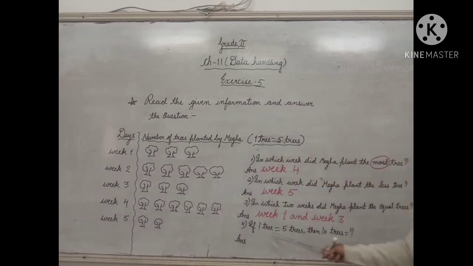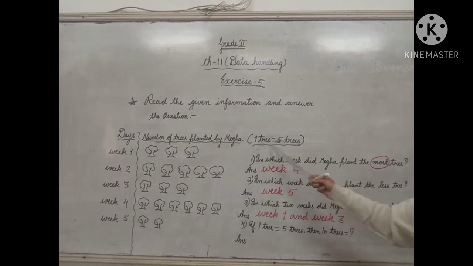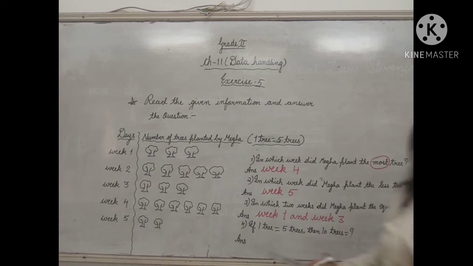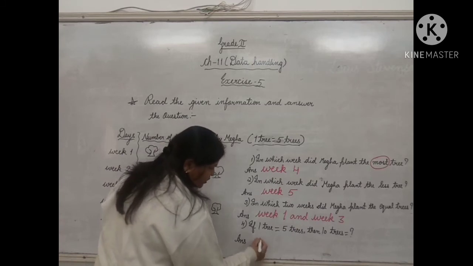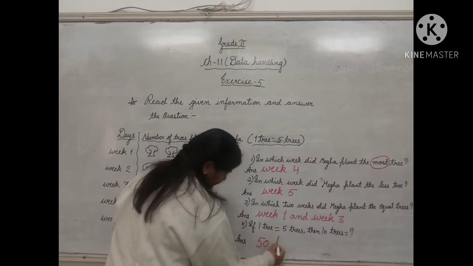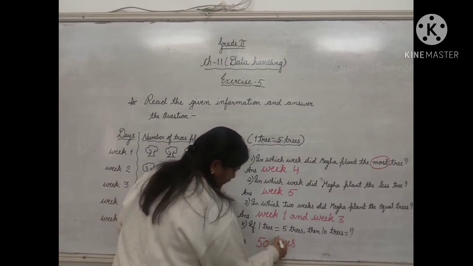Now we come to the last question. If 1 tree is equal to 5 trees, as I have mentioned here, then 10 trees equals to, children, 1 tree is equal to 5 trees, then 10 trees equals to 50 trees. The answer is 50.